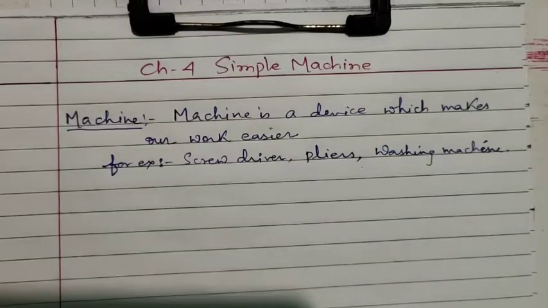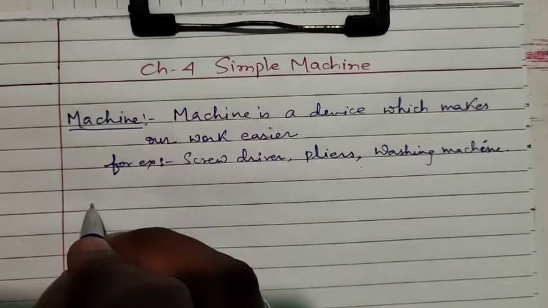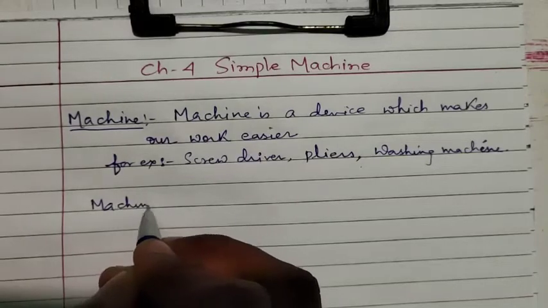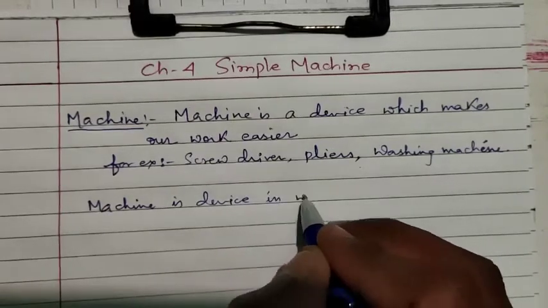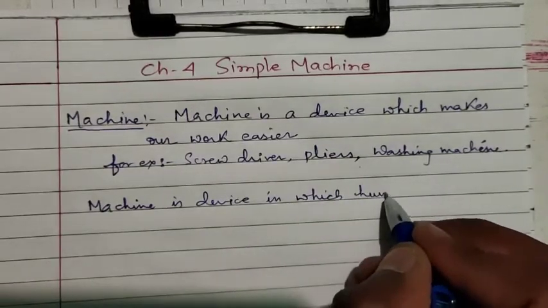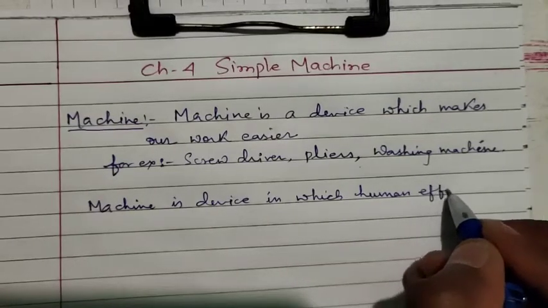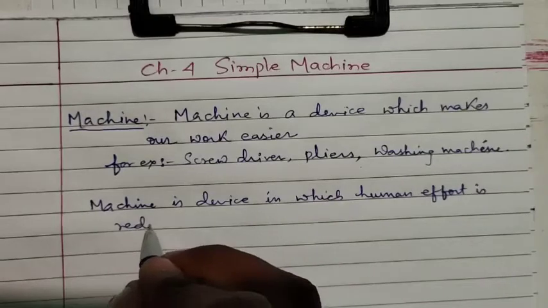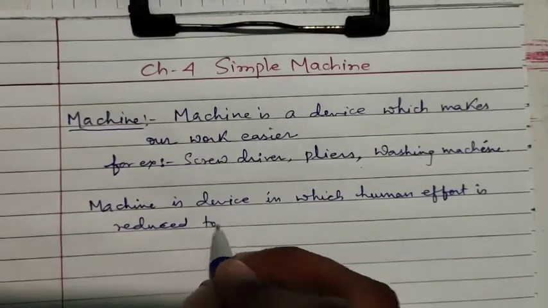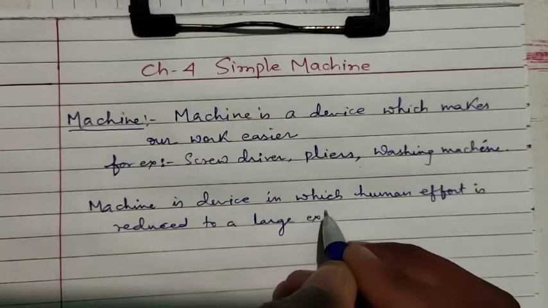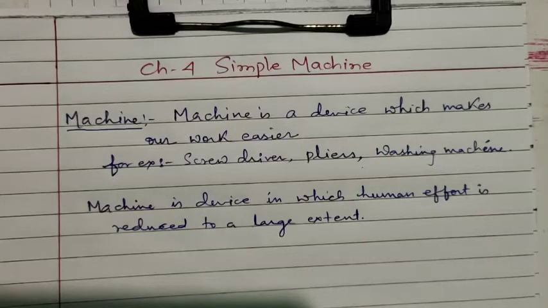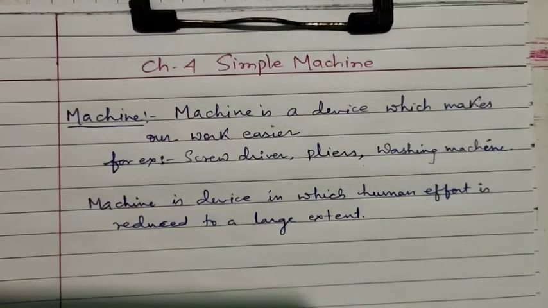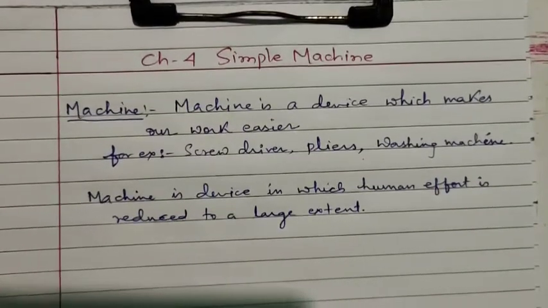In short, you can say a machine is a device in which human effort is reduced to a large extent. Human effort is reduced. It means that by applying less force we can do a lot of work, a greater amount of work.